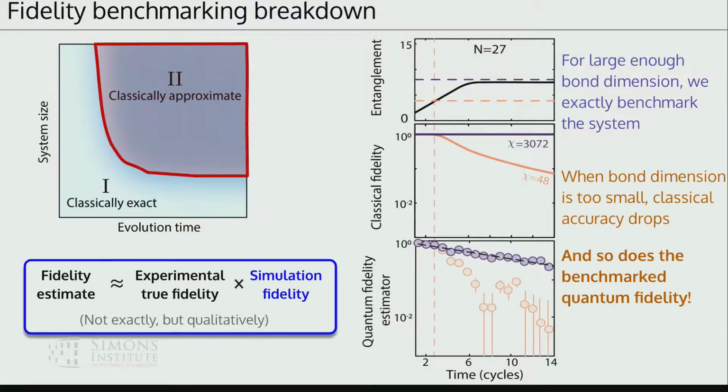Something changes now if we go into the classically approximate regime. As soon as the entanglement passes this dashed line, this bond dimension cap, the classical simulation fidelity breaks down and starts decaying precipitously. And at the same time, the benchmarked quantum fidelity also breaks down and no longer represents what we think of as the true fidelity. This is not that surprising because in some sense, the fidelity estimate that we're using is this cross-correlation between both experiment and theory. So it's inheriting the errors from both the experimental true fidelity and also the simulation fidelity, which are sort of orthogonal to each other in some sense.